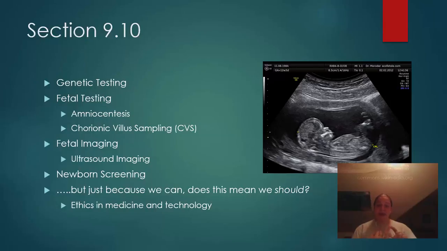We can test the amniotic fluid around a fetus in the womb. We can also test a little sample of the placental tissue. That's what chorionic villus sampling is. Testing the fluid, by the way, is amniocentesis. For fetal imaging, to look at how a fetus is physically developing, we can use an ultrasound. We can also do a whole other series of newborn screenings to make sure that a newborn baby will be healthy.